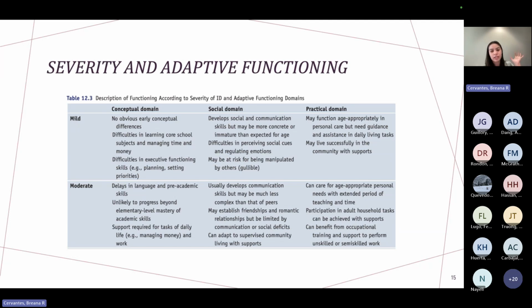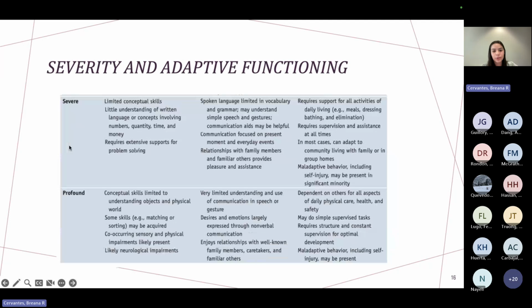And when you're giving those specifiers, you're basically saying this is what I'm seeing in terms of the severity of adaptive functioning. We are really struggling in conceptual or social or practical. So it goes up in intensity given the qualifier that you're giving it. You can look at that on your own time. So it goes from mild, moderate, severe to profound.